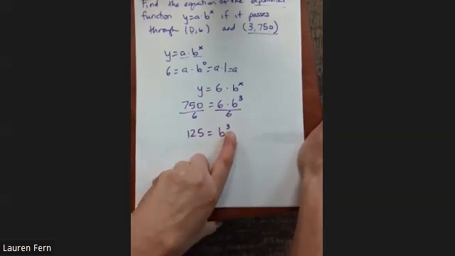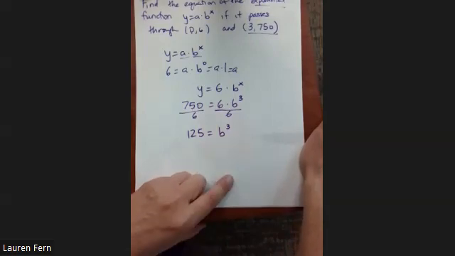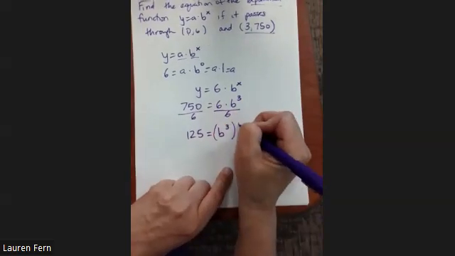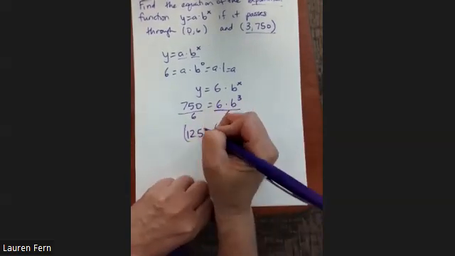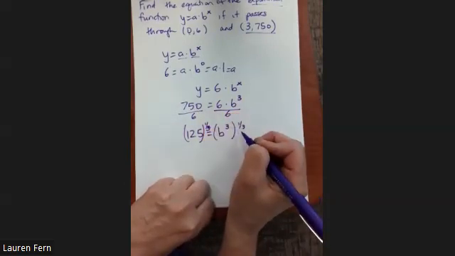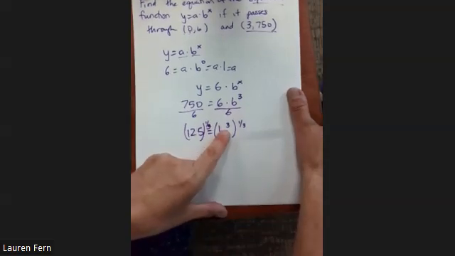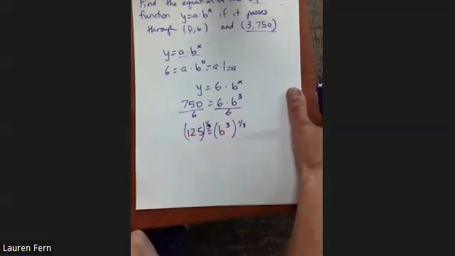Okay, but I don't want b cubed. I want b. How do I undo cubing? Close, the cube root. Yep. So what I'm going to do is raise both sides to the 1/3 power. If I was squaring it, yes, I would take the square root. If I was raising it to the 5th power, I would take the 5th root.